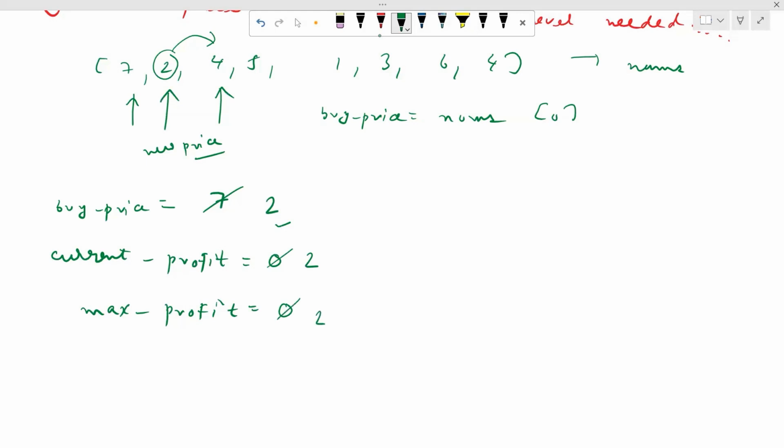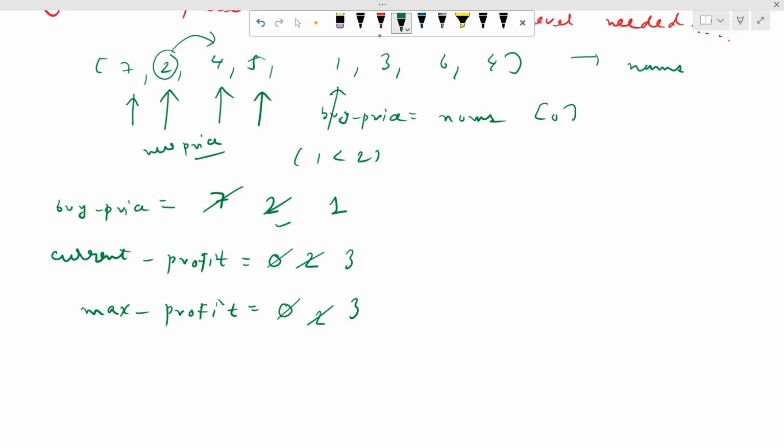Now moving on to this. Now again 5 minus 2 is equal to 3. And we'll update our current profit to 3, and 3 is greater than 2. So we'll update it to 3, right? Now moving on to this, as we can see, 1 is less than 2, right? So we'll update our buying price to 1, right?